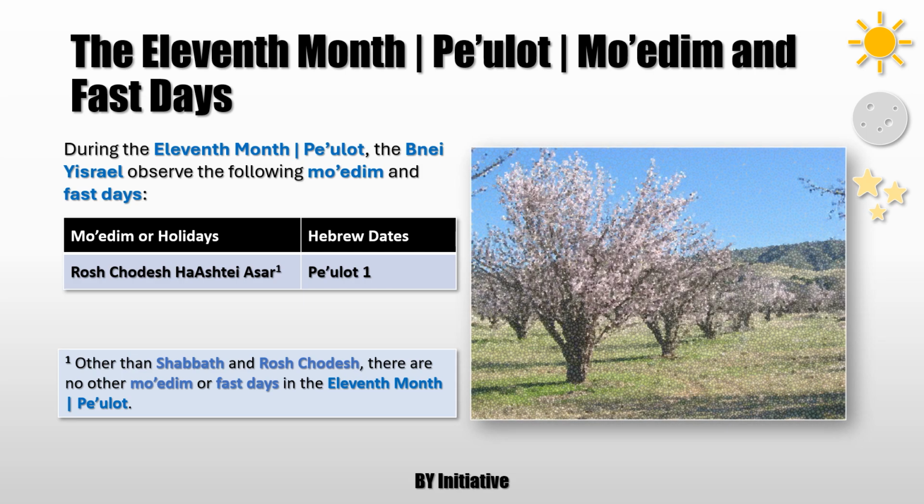During the 11th month, or Peulot, the following are the Moedim and fast days. As you can see, the only Moed here is actually Rosh Chodesh, or the first of the month, also the weekly Shabbat. And other than the Shabbat and Rosh Chodesh, there are no other Moedim or fast days in the 11th month, or Peulot.